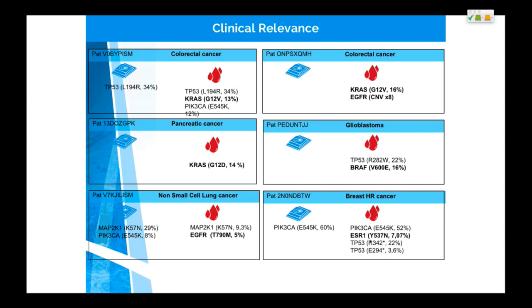Here on this slide, you can see how important those variants are. So you have a KRAS in colorectal cancer, you have EGFR in non-small cell lung cancer, in glioblastoma you have a BRAF, and in breast cancer you have ESR1, showing that really to look at the blood in parallel with the solid biopsy might be very important for the further treatment.